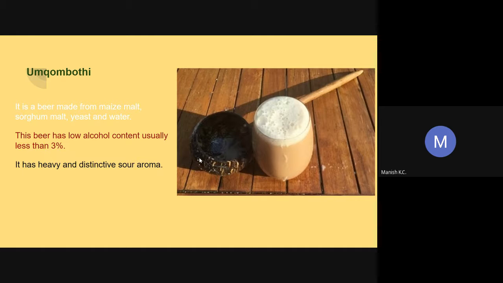So it's an alcoholic beverage from the Xhosa and Zulu language. It is a beer made from maize malt, yeast, and water. It has a thick, creamy, and gritty consistency. Next slide.